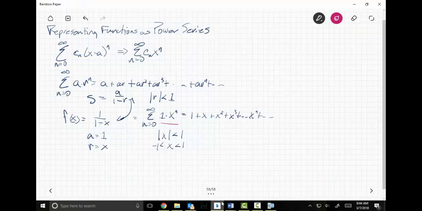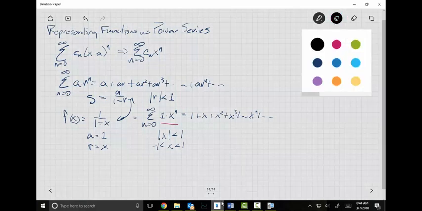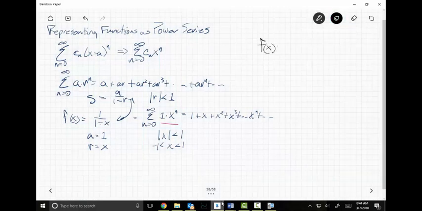All right. Now, how about this guy? What if I wanted to do, let's do f of x. Oh, I can't do that. I'm sorry, you guys. I cannot do this whole thing in red. It's going to make my eyes hurt. Let's do f of x equals 1 over 1 plus x squared.